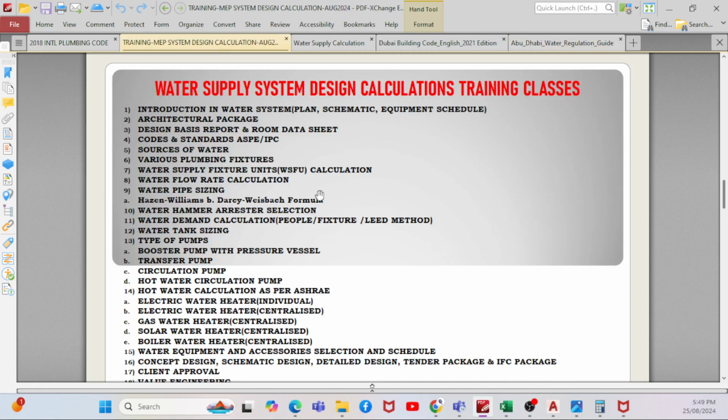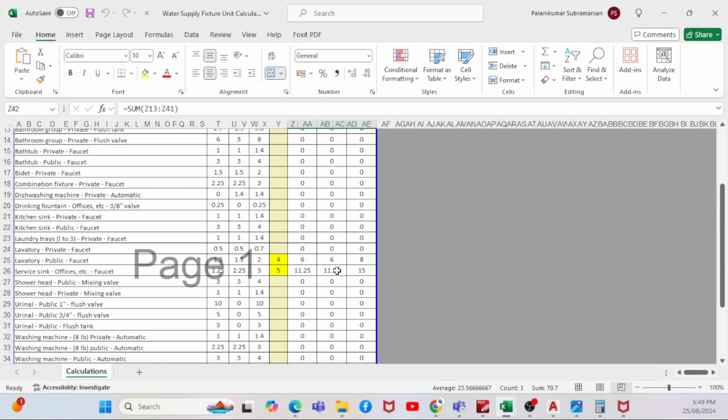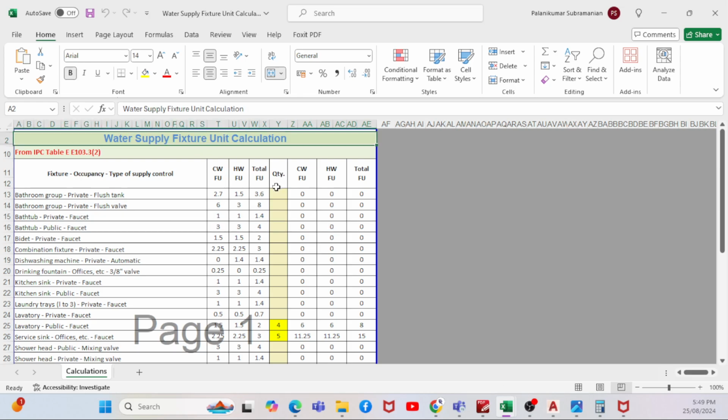Okay. Next one, I will go based on the fixture method. The fixture method is very simple, but the value will be very high. That is why Dubai and Abu Dhabi don't go based on the people method. How to calculate based on the fixture method? If you go to the WSFU calculation, what is the step? Our step in WSFU calculation: you calculate how many fixtures there are in the entire project.